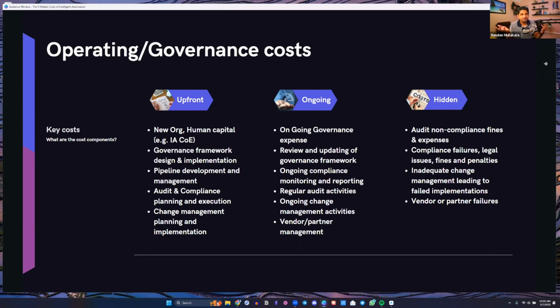That's very important. Initially, yes, we have fairly good ideas, that's low hanging fruit, but as we progress it becomes more difficult. So you need a program where you're managing the automation pipeline, planning for audit and compliance, and then as you go along there are ongoing costs: ongoing governance expenses, the review and updating of the framework, the ongoing compliance cost, and most importantly, the hidden cost. The hidden cost is when, let's say, there is a non-compliance. You set up this governance framework, but it's shaky and your compliance is not great. Suddenly you get hit with some compliance issues. It could even be legal issues that could affect the whole organization.